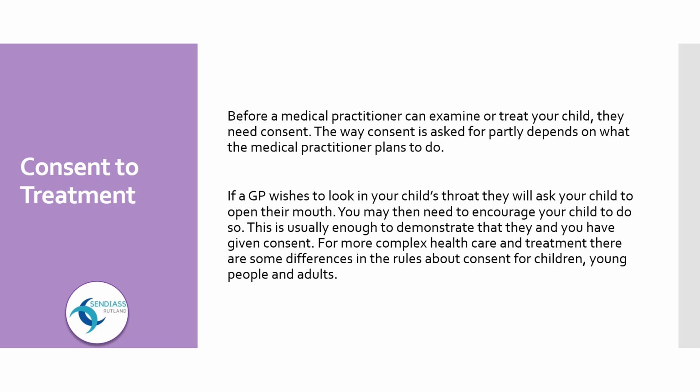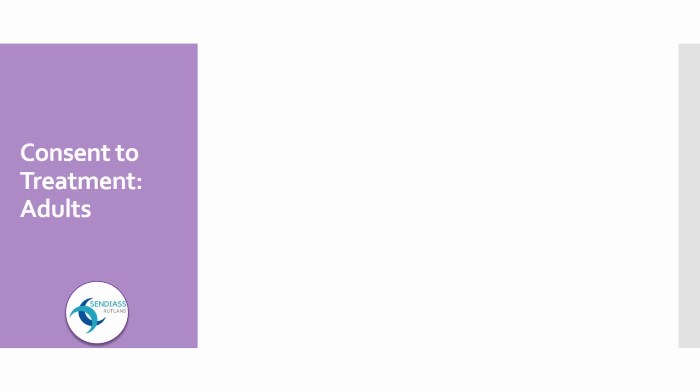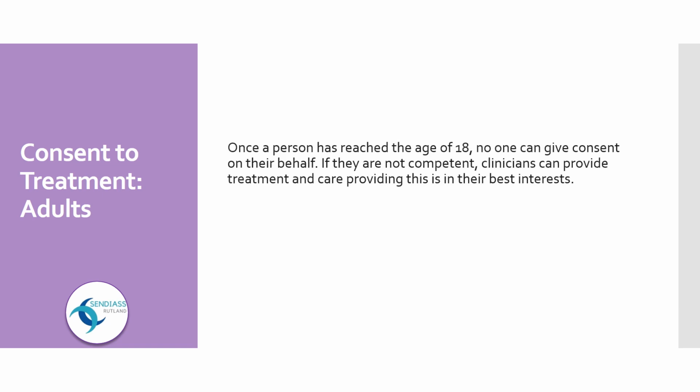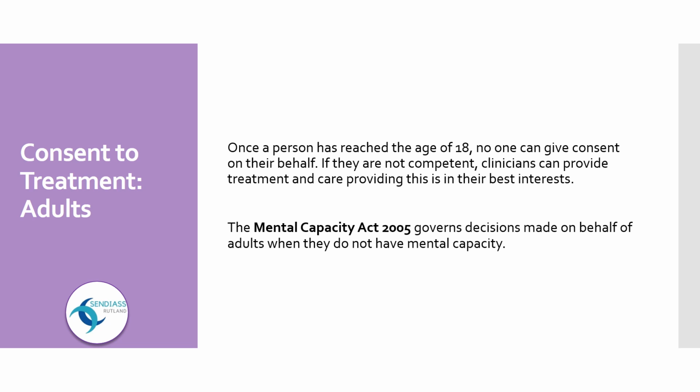For more complex healthcare and treatment, there are some differences in the rules about consent for children, young people, and adults. Consent to treatment, adults. Once a person has reached the age of 18, no one can give consent on their behalf. If they are not competent, clinicians can provide treatment and care, providing this is in their best interests. The Mental Capacity Act 2005 governs decisions made on behalf of adults when they do not have mental capacity.